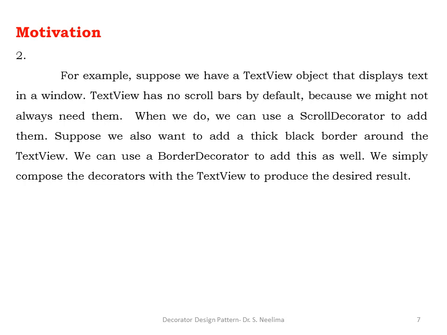Coming to the second example, suppose we have a text view object that displays text in a window. Text view has no scroll bars by default because we might not always need them. When we need them, we can use a scroll decorator. Suppose we want to add a thick black border around the text view. So here we can use a border decorator to add this. Simply compose the decorators with the text view to produce the desired result.